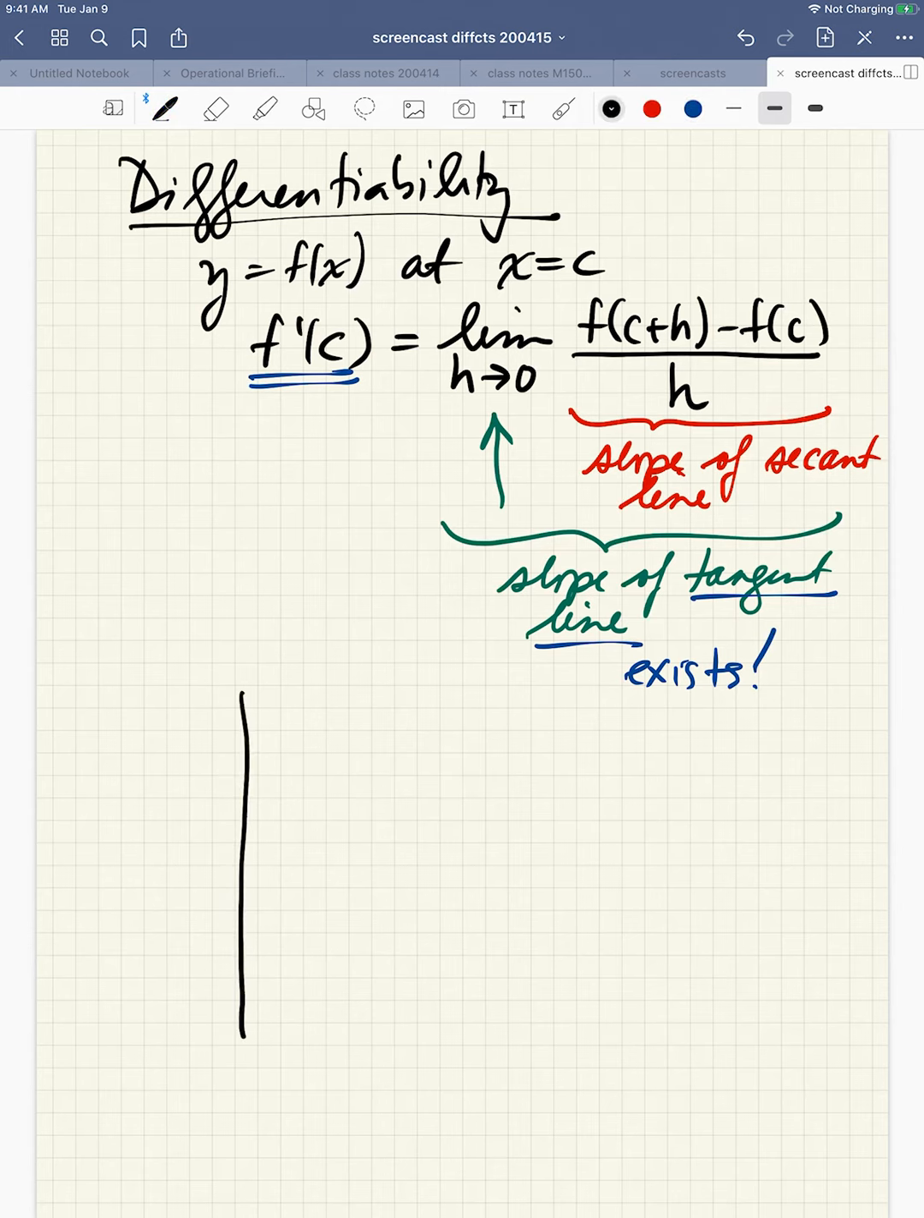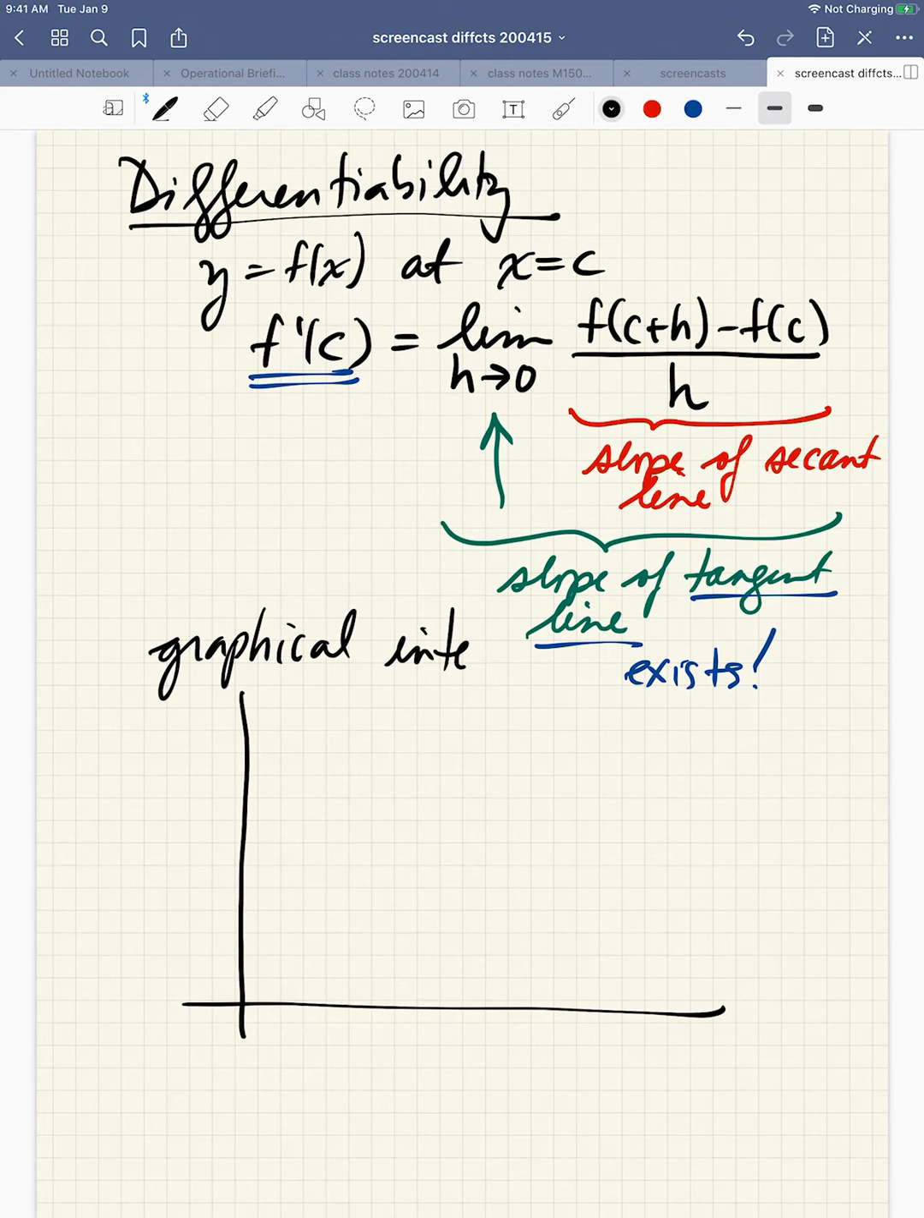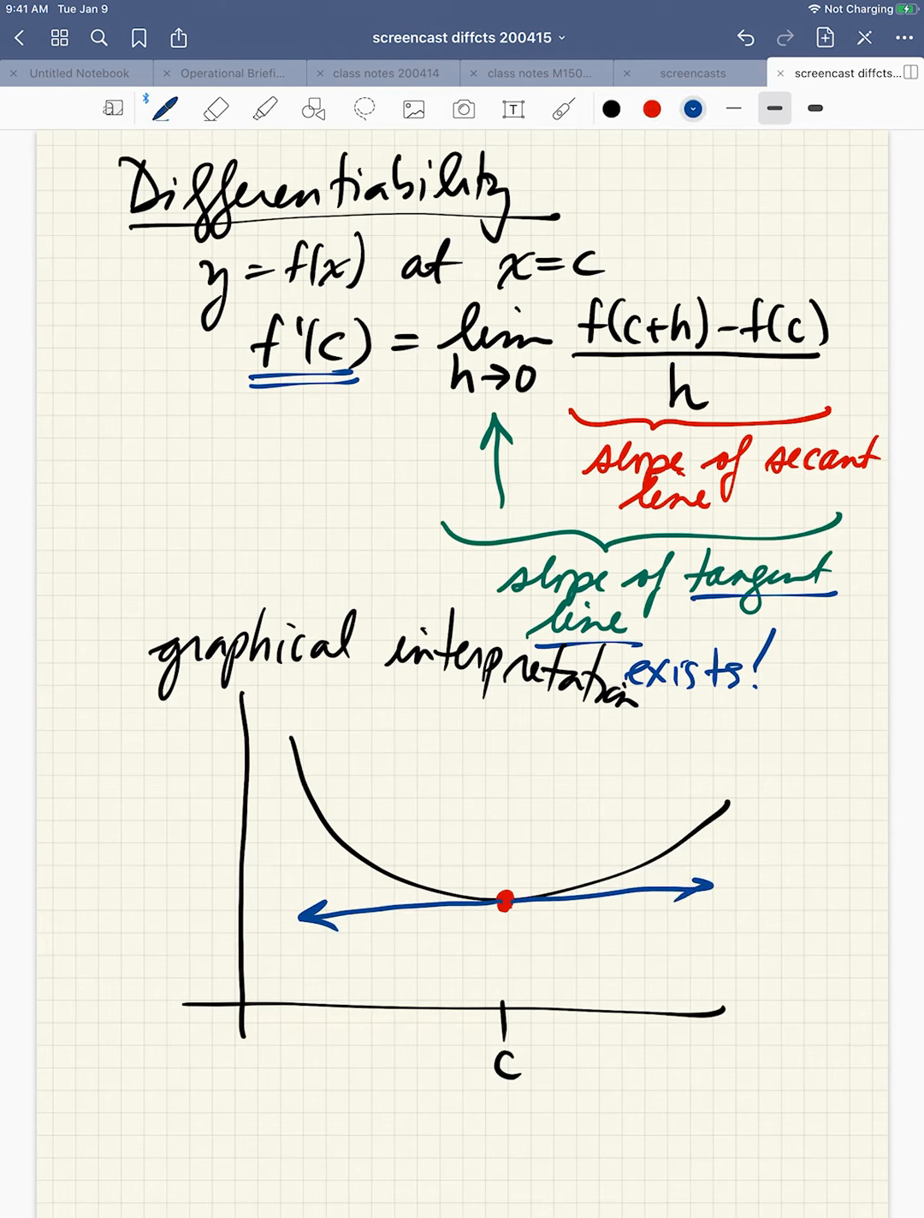So graphically, the graphical interpretation is that if you've got a function, and you've got your input here, the point at x equals c, then if it's differentiable, it means you can draw a tangent line. There is a tangent line there. There's a unique tangent line that has a unique slope, right? And we're interested in that slope because that's what this value is.